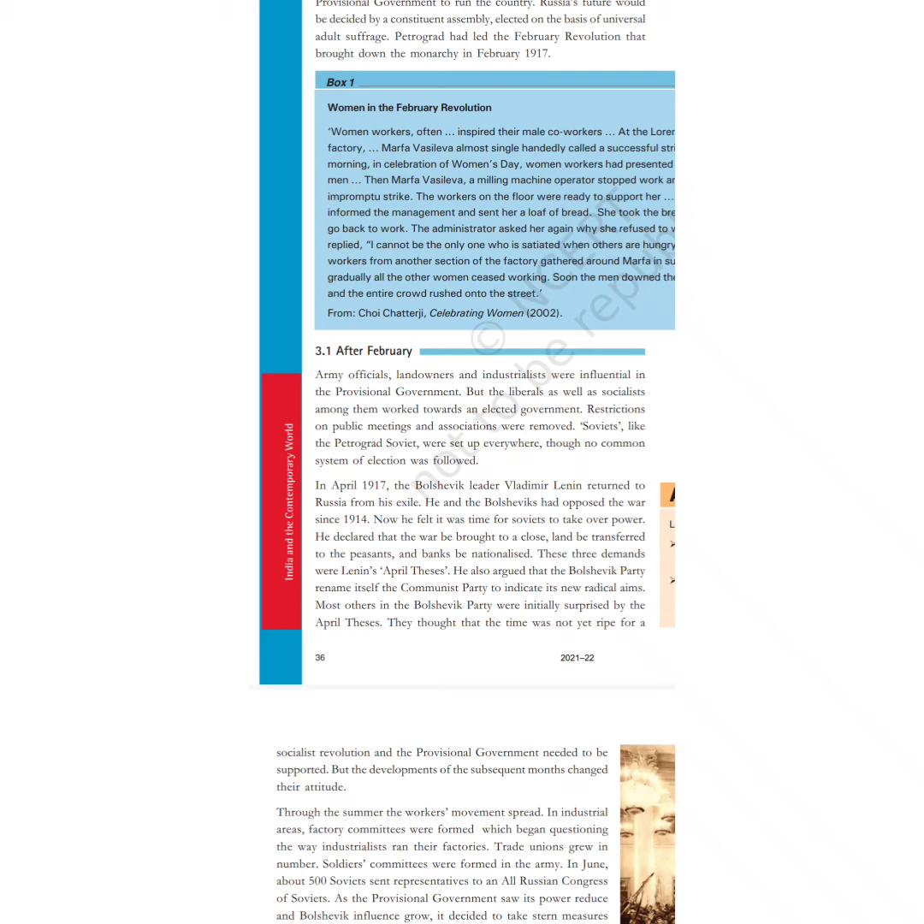Now, in April 1917, the Bolshevik leader Vladimir Lenin returned to Russia from his exile. So, class, we know that it was Vladimir Lenin who was exiled, and in April 1917, he came back to his country. He and the Bolsheviks had opposed the war since 1914. He was the leader of the Bolsheviks, and all the members of the Bolsheviks were not in favor of the war. They had always opposed it, since 1914.